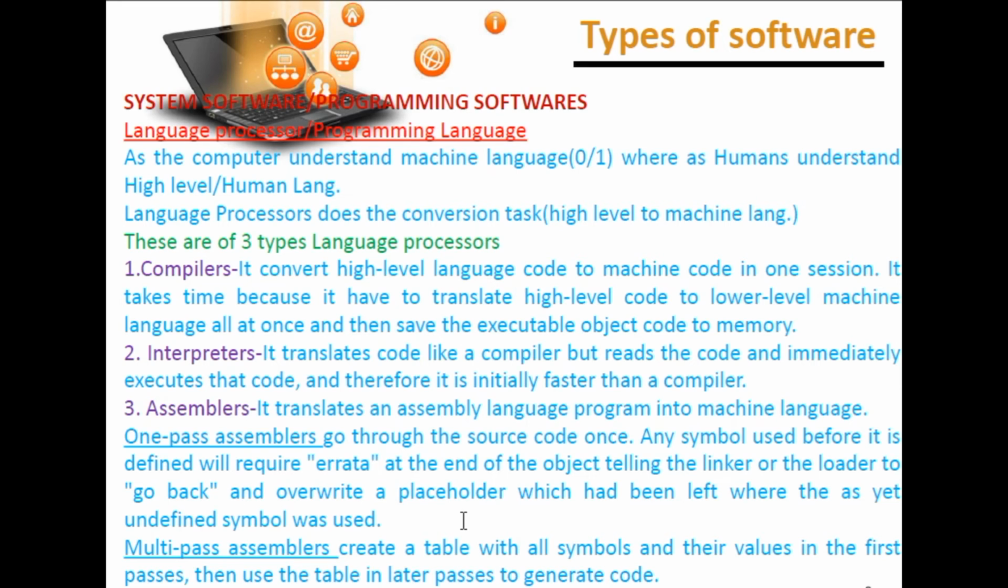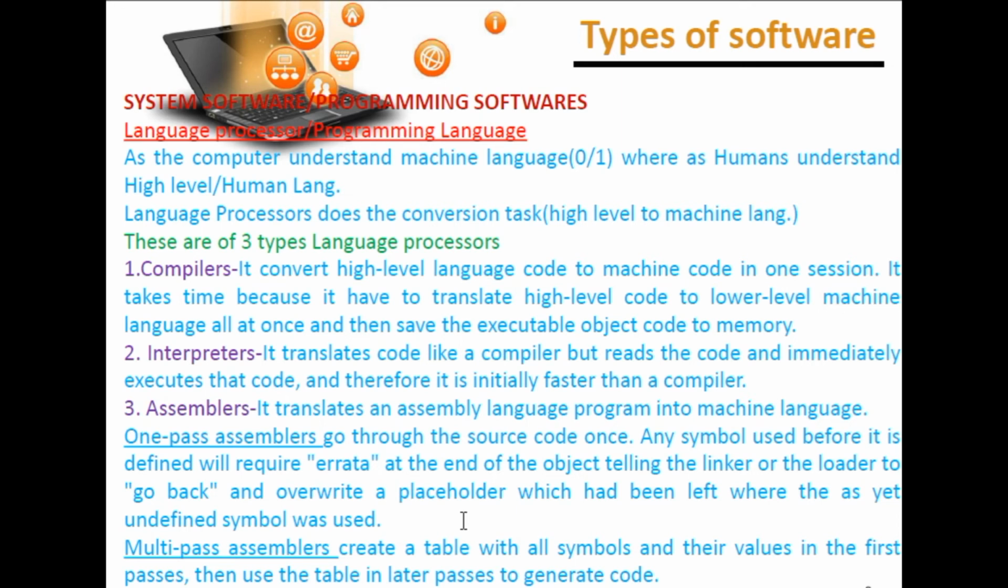It means to say, student, one pass assembler will check the whole code once, and after that, if any symbol is not according to the syntax of the program, it will give you the information that there is an error, and tell the object or linker to load this particular code with the go back functionality, and then it will override the particular placeholder with new or further code.